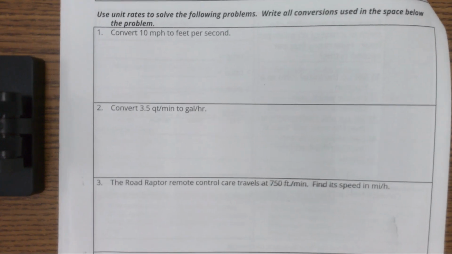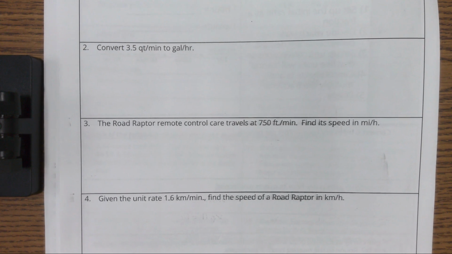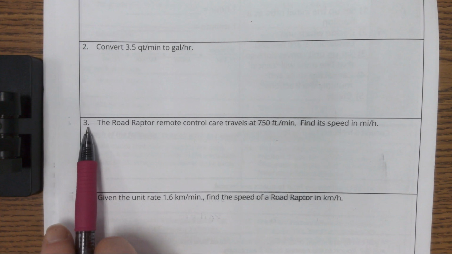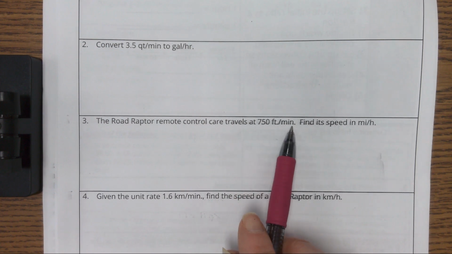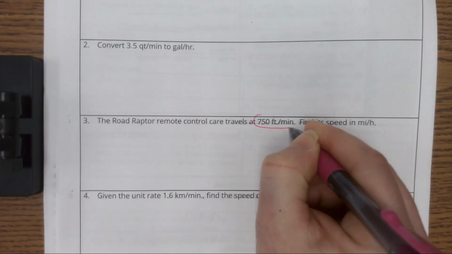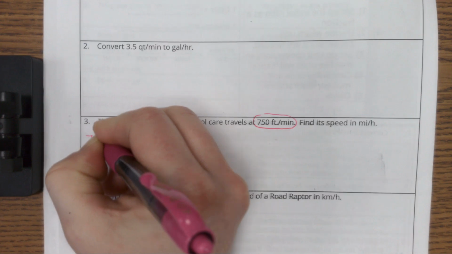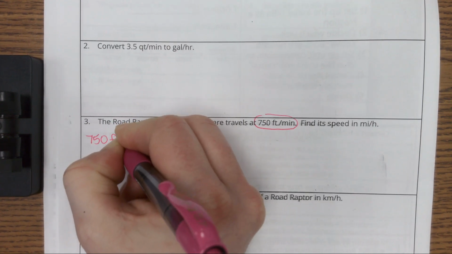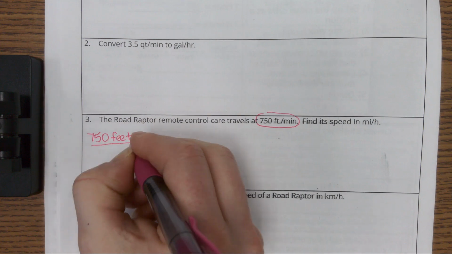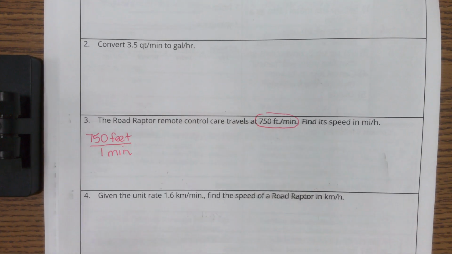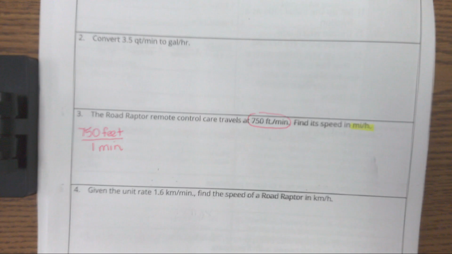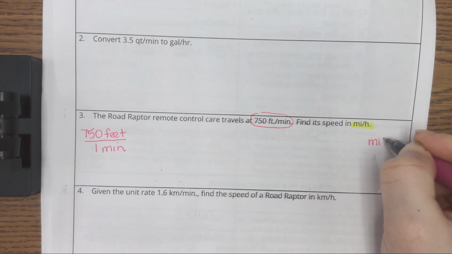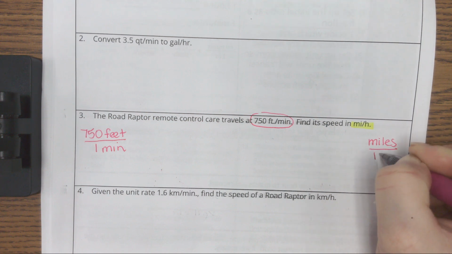So I'm going to go ahead and just pick a couple, and the first one I'm going to do is number 3 on page 5. And one of the things I taught you last week was you're going to want to write your original rate as a fraction, and so we're going to go ahead and write that 750 feet on the top, and that means per 1 minute on the bottom. And we're going to look and see what our goal is, and I always say I like to write my goal at the end, so over here my goal is to get miles and hours on the bottom.